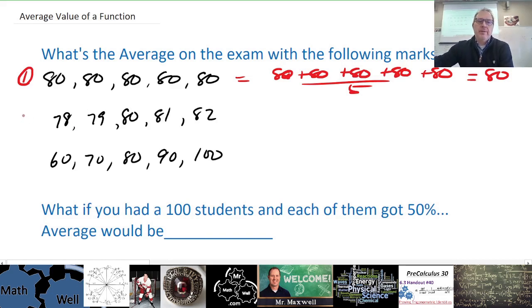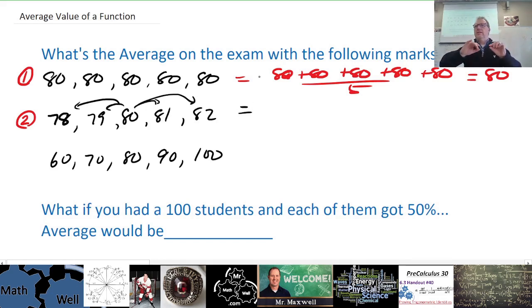All right. Test 2, same class, test 2. Oh, and that just disappeared. That's not good. Test 2, these are the marks. Now, this is 80 as well. Why? Because we've gone 2 marks down from 80, 1 mark down from 80, but we've gone 1 mark up from 80 and 2 marks up from 80. So you can see that this still has an average of 80, right? We add them all up, divide by 5, we still get 80. You guys good with that?